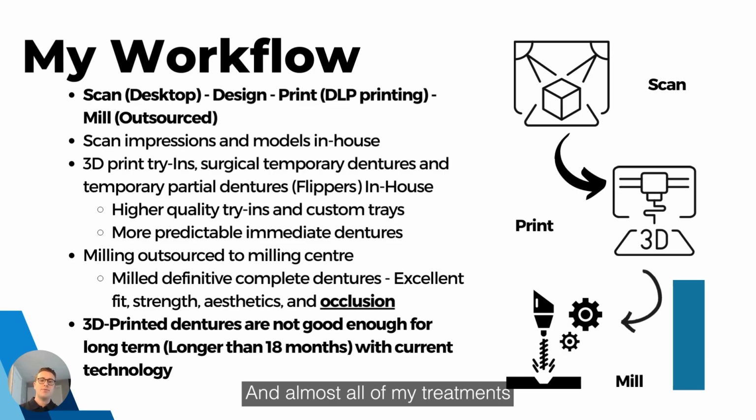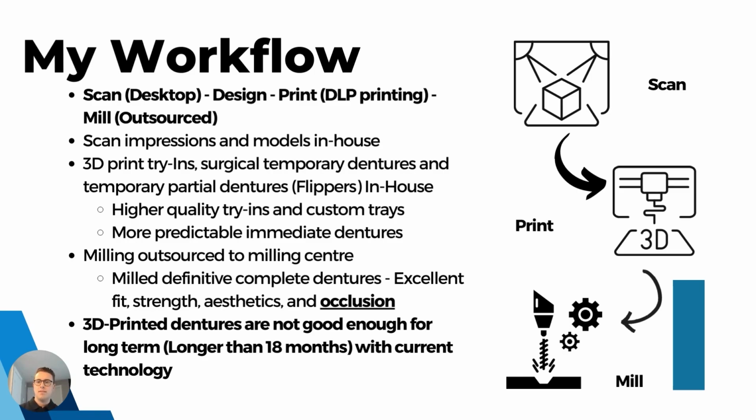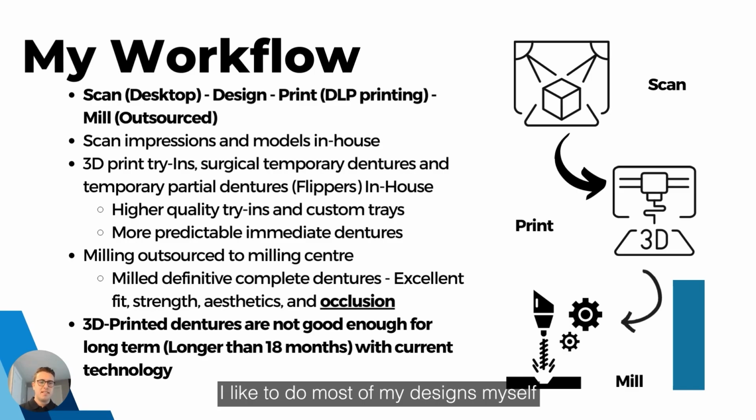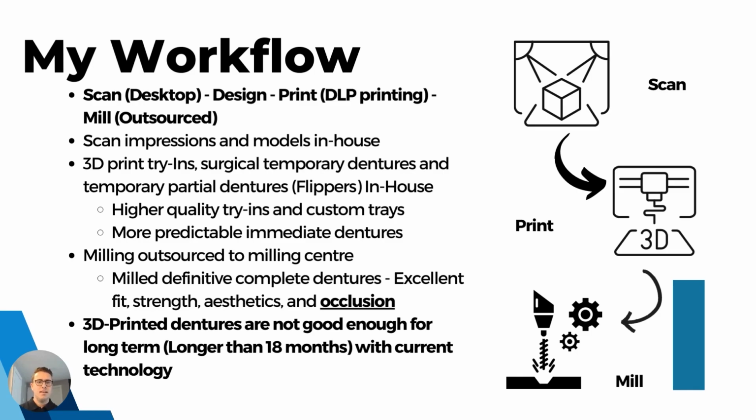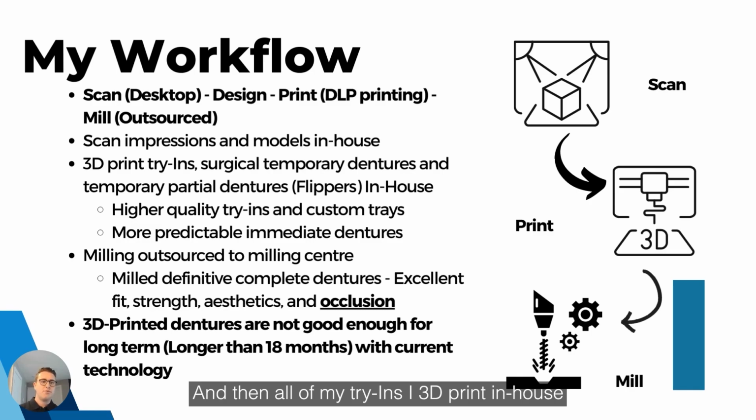And almost all of my treatments follow the same 3 steps. I scan in the data, 3D print something temporary or 3D print a try-in, and then mill the definitive prosthetic. I like to do most of my designs myself. I'll do some of them in exocad, but most of my complete dentures are done in a software called True Abutment, which is really similar to the Dentica software, if you're familiar with that. And then all of my try-ins, I 3D print in-house using DLP printing, or what you might call SLA.